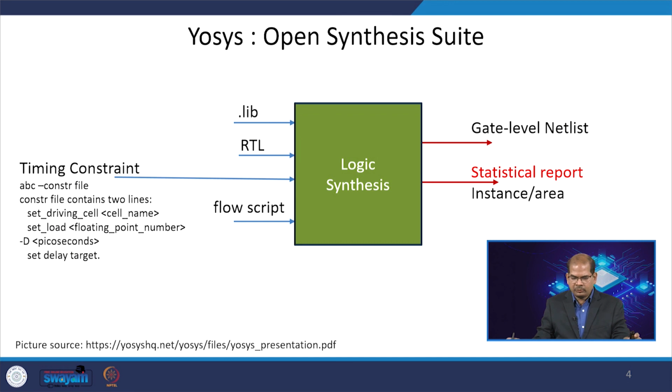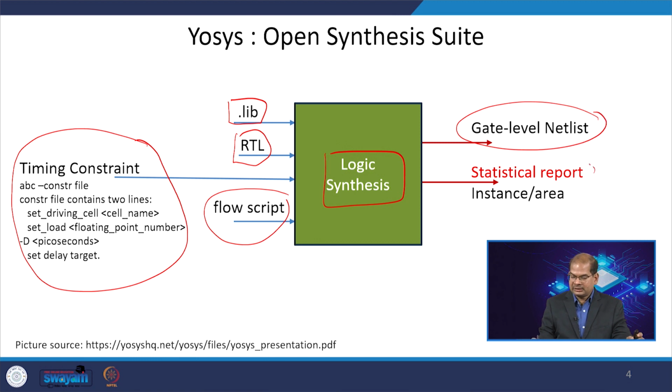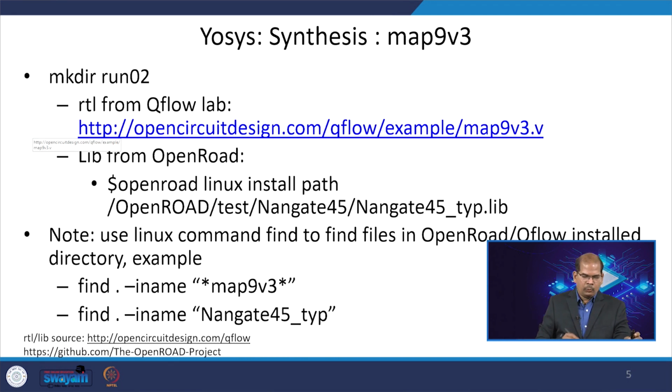It is an open source tool for logic synthesis, and it takes the .libs or the timing library, then it takes the RTL, then it takes the timing constraint files. Then we have a script which will be given to the logic synthesis tool, and the output of this tool is basically the gate level netlist and statistical reports: how many instances, what is the area, all these things.